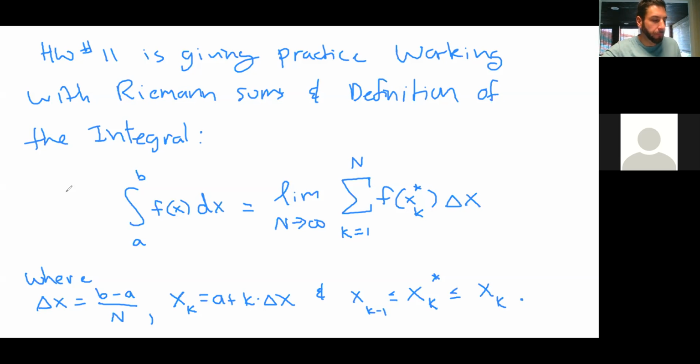What's the name of that symbol that looks like an S? That elongated thing with the numbers on it? That's the name of the integral symbol. Okay.